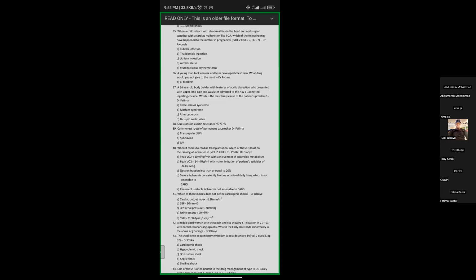So how do we manage cocaine-related chest pain? Management is by use of benzodiazepines. Benzodiazepines will decrease the blood pressure as well as the heart rate. Then the use of aspirin. Aspirin is an antiplatelet agent. Then nitrates. Nitrates will cause vasodilatation. So these are the three first line medications in management of cocaine-related chest pain: benzodiazepines, aspirin, and nitrates.